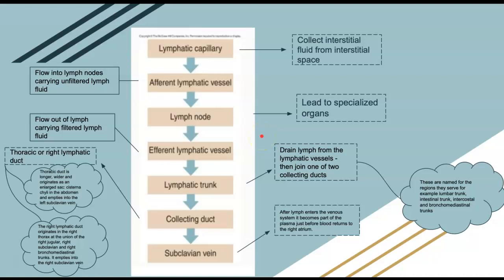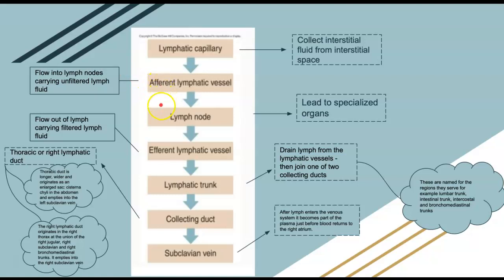Okay, here's a little bit more detail. This is the flow chart. So we start up here in the lymphatic capillaries. The lymphatic capillaries collect interstitial fluid from the interstitial space. After that, it goes into our afferent lymphatic vessels. These vessels flow into lymph nodes and they carry unfiltered lymph fluid.